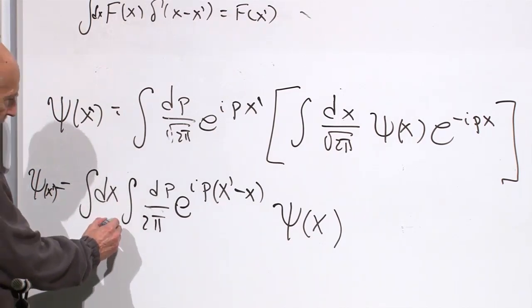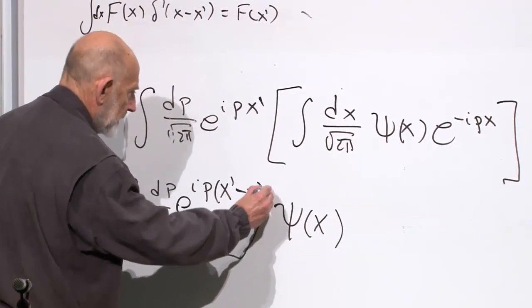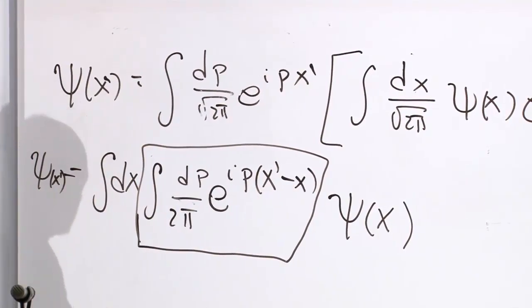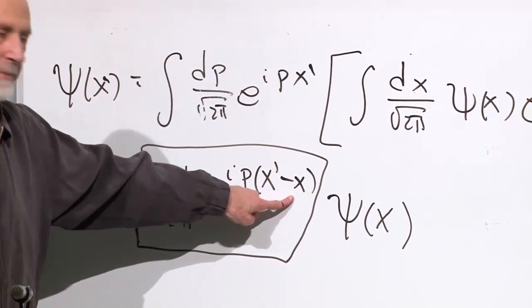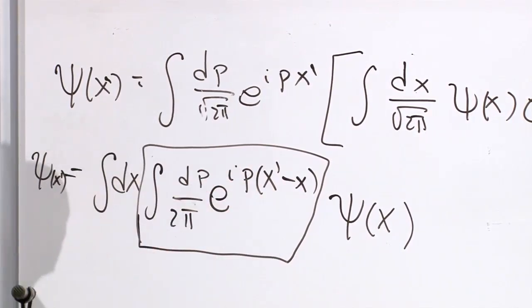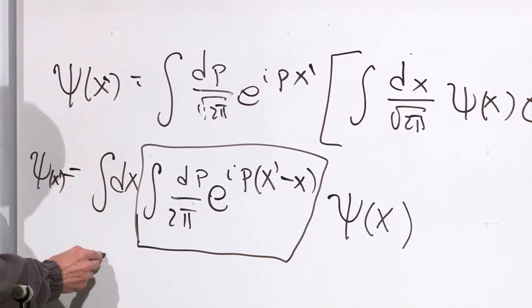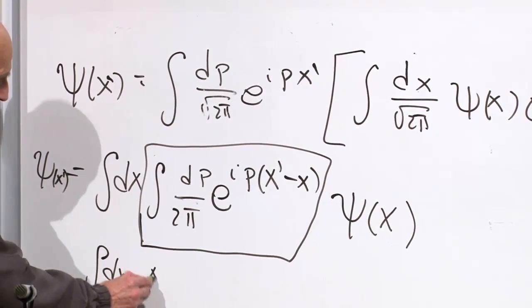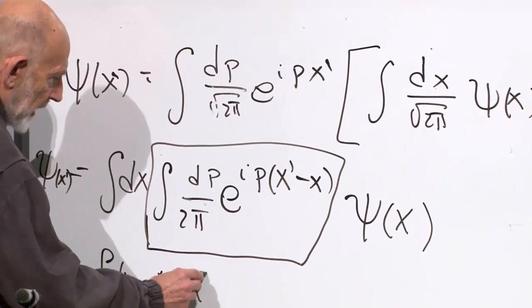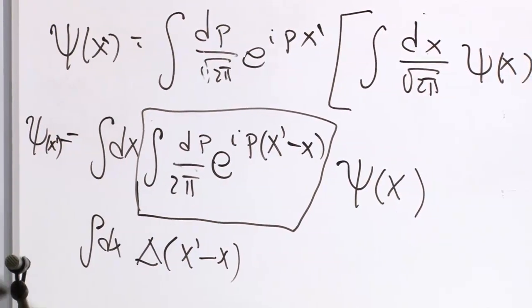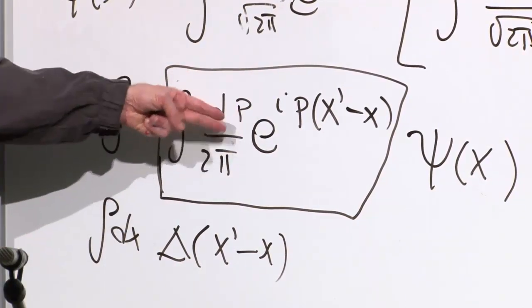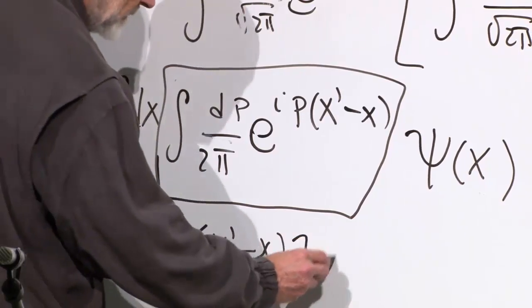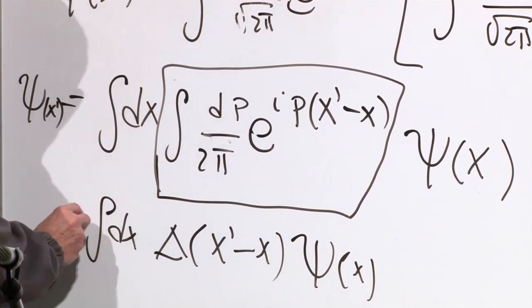But what is it? But look what stands here. Take this whole thing here. This is an integral over p, it's true. But all it is is some function of x prime minus x, right? Let's give it a name. Let's call it the capital delta function, and write this as integral dx capital delta of x prime minus x, this whole mess here, including the 2 pi and everything else, after integration over p, times psi of x equals psi of x prime.